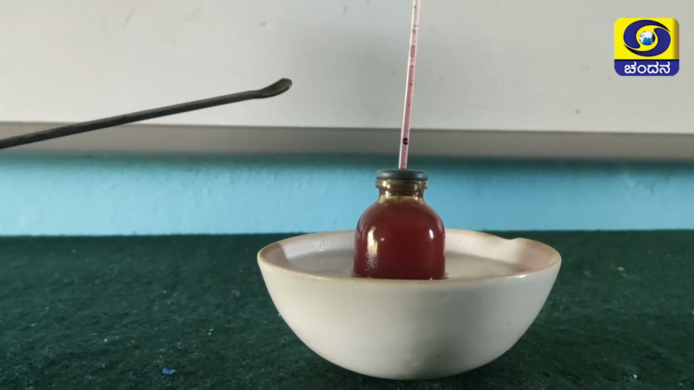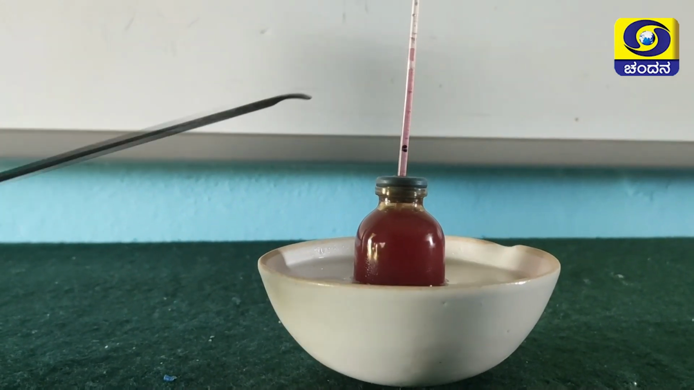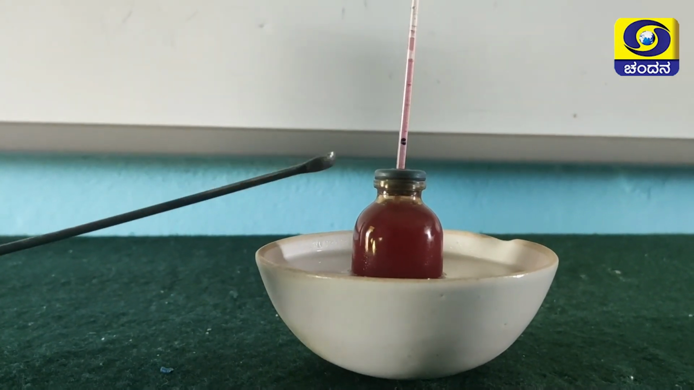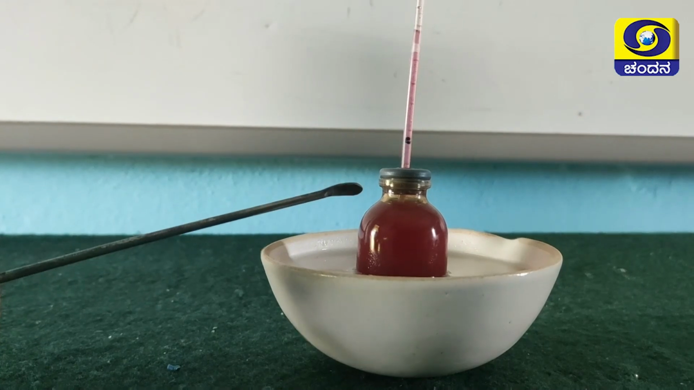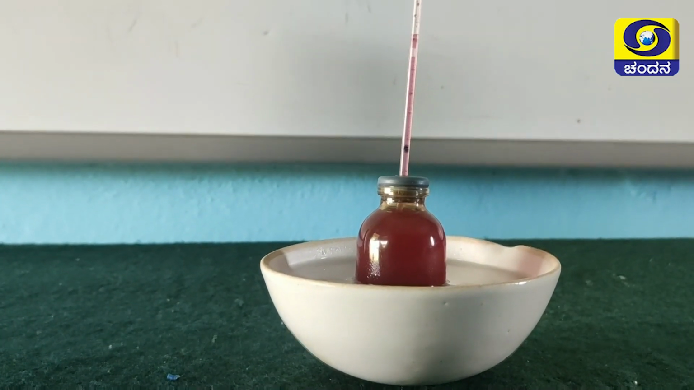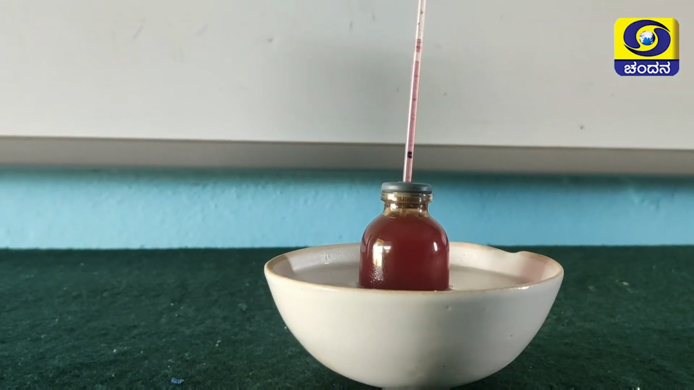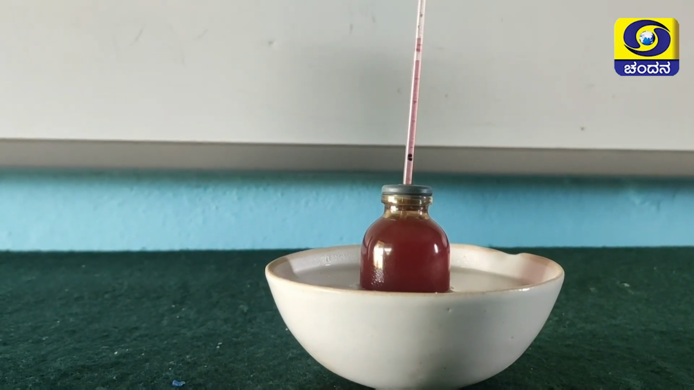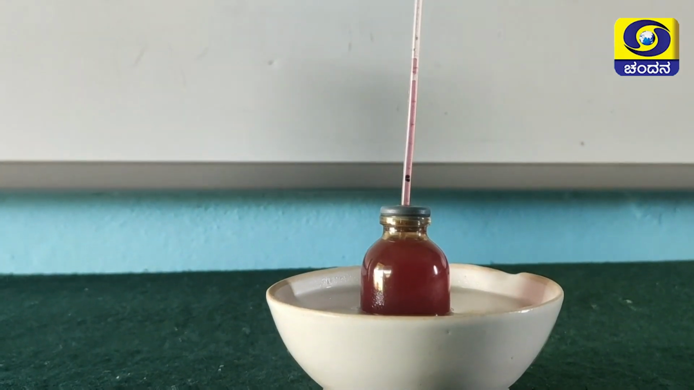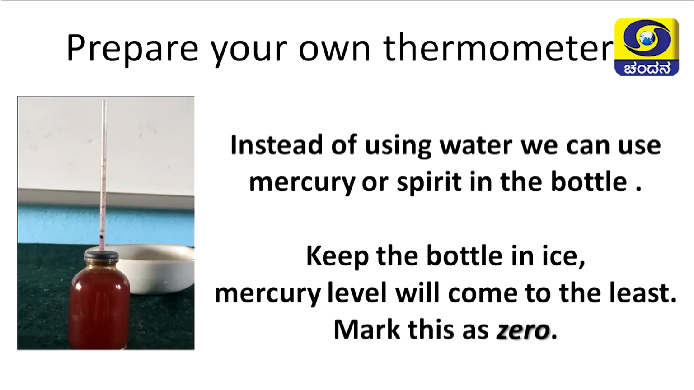In this way, the mercury or spirit in the thermometer also gets heat from the surroundings and expands. So the level of mercury or spirit rises in the capillary tube also. Prepare your own thermometer. Instead of using water, we can use mercury or spirit in the bottle.